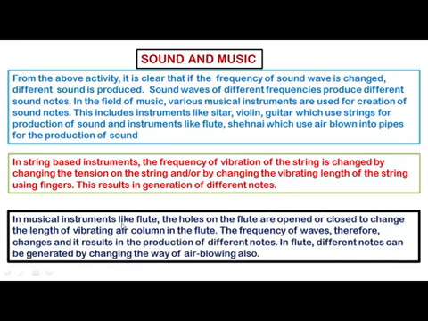In a musical instrument like a flute, the holes of the flute are opened or closed to change the length of the vibrating air column in the flute. The frequency of waves therefore changes and it results in the production of different notes. In a flute, different notes can be generated by changing the way of air blowing also.